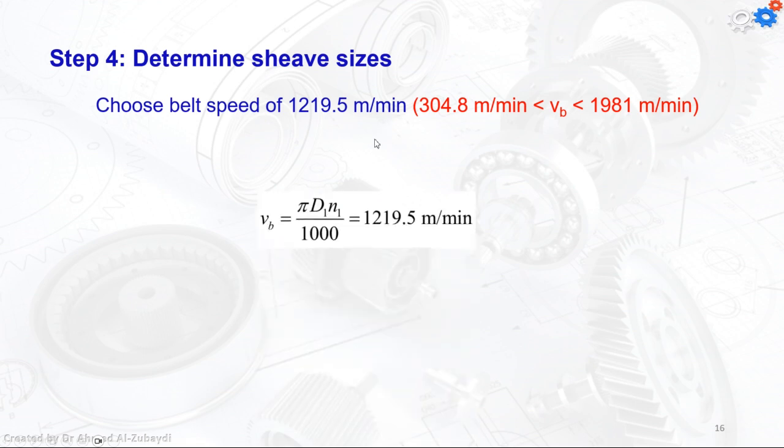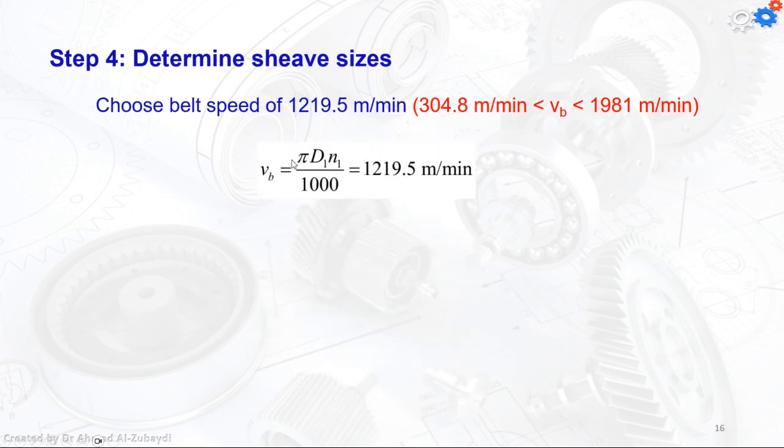So now, the equation tells me that VB is equal to pi d1 n1 divided by 1000, and this will be equal to the 1219.5 meter per minute that we selected. Now the velocity is known, pi is constant, n1 is known, and 1000 is a constant, so the diameter can be found.